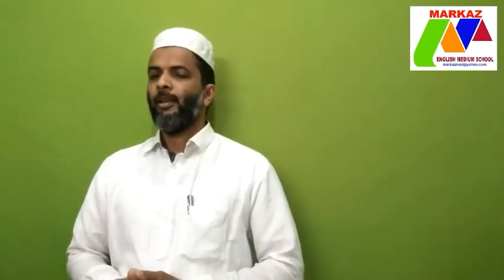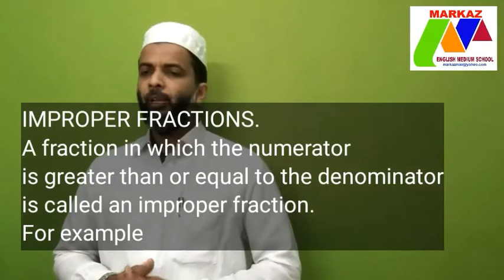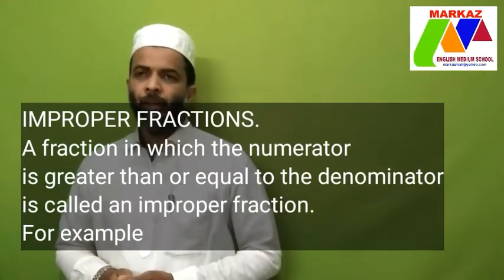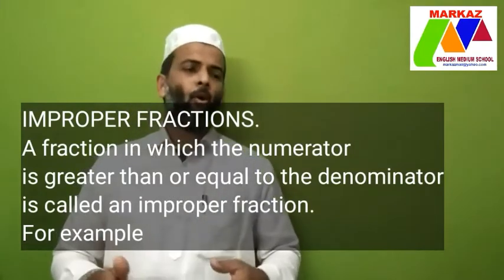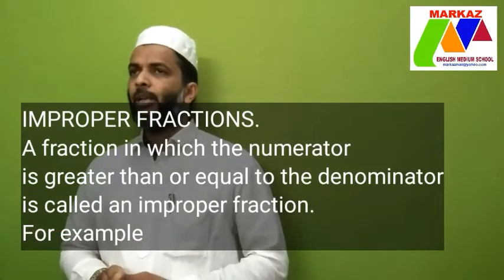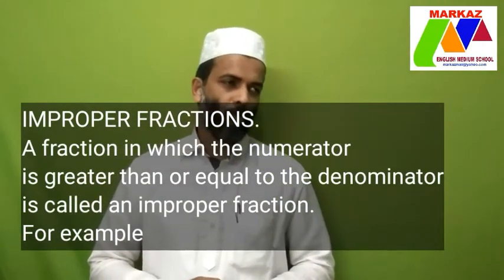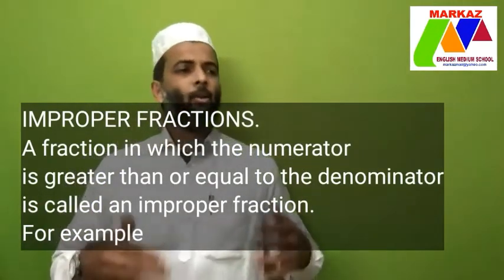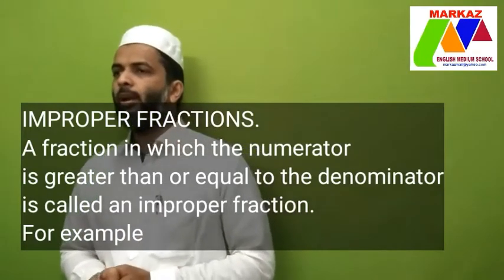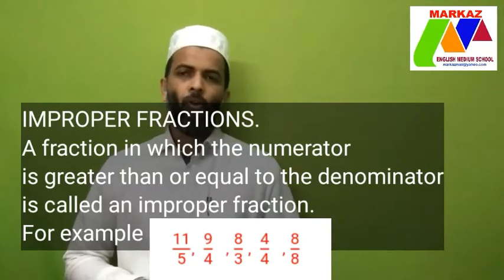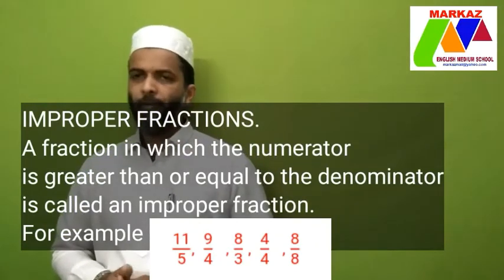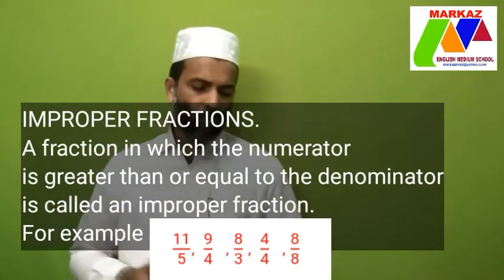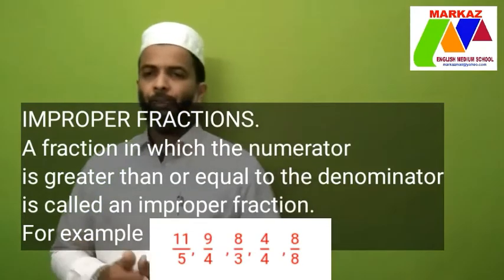Okay. Next, write down the heading, improper fraction. A fraction in which the numerator is greater than or equal to the denominator is called an improper fraction. Once more, a fraction in which the numerator is greater than or equal to the denominator is called an improper fraction. For example, 11/5, 9/4, 8/3, 4/4 and 8/8.